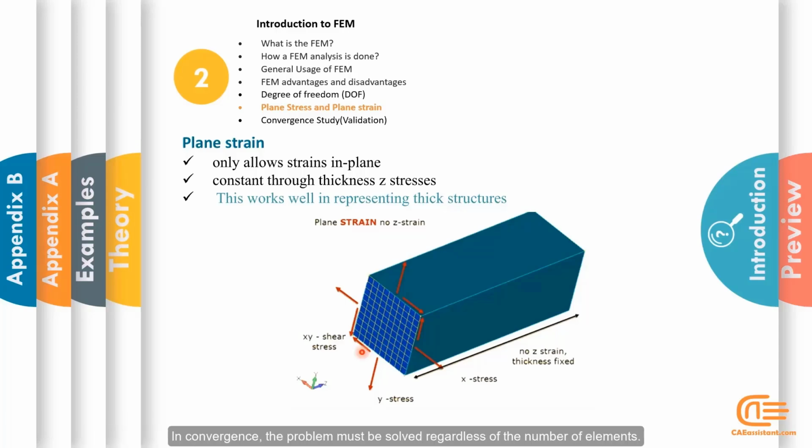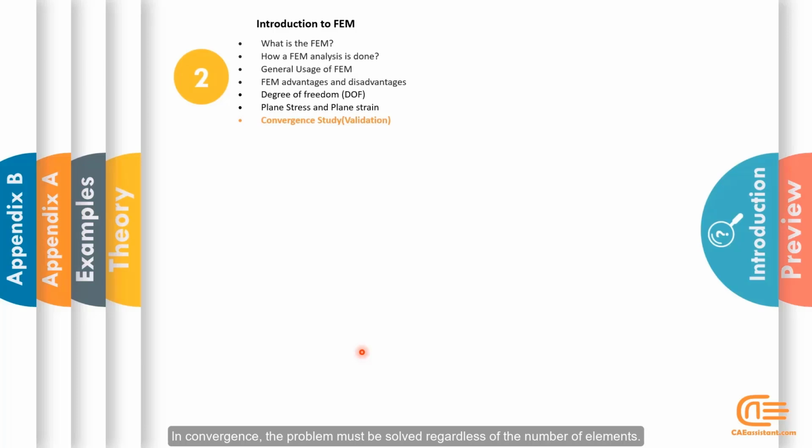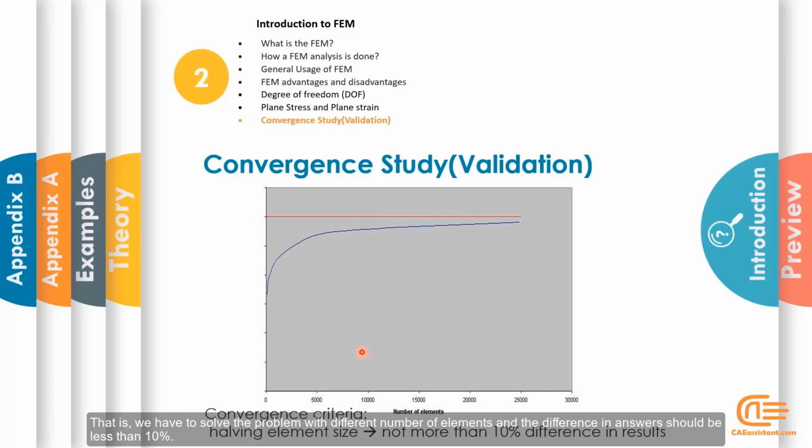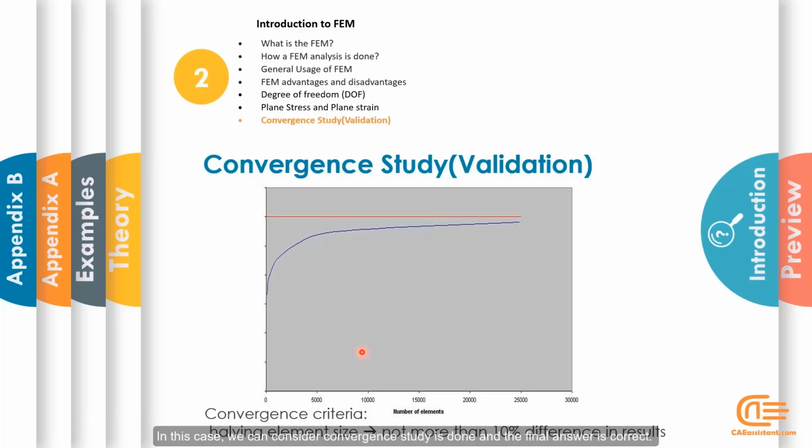In convergence, the problem must be solved regardless of the number of elements. That is, we have to solve the problem with different numbers of elements, and the difference in answers should be less than 10%. In this case, we can consider the convergence study done and the final answer correct.